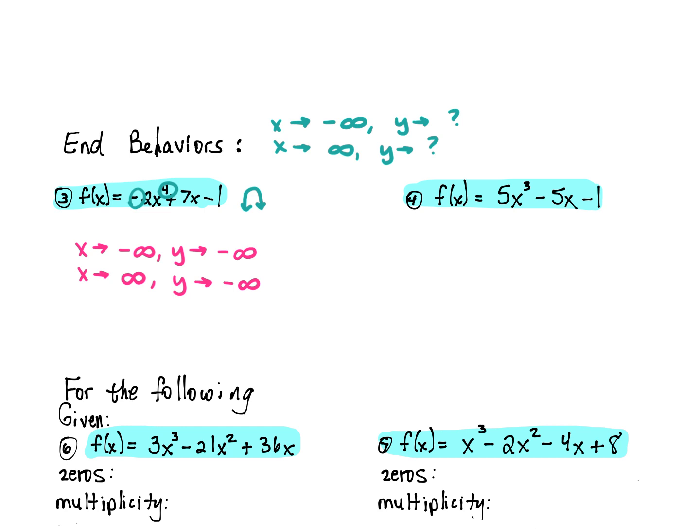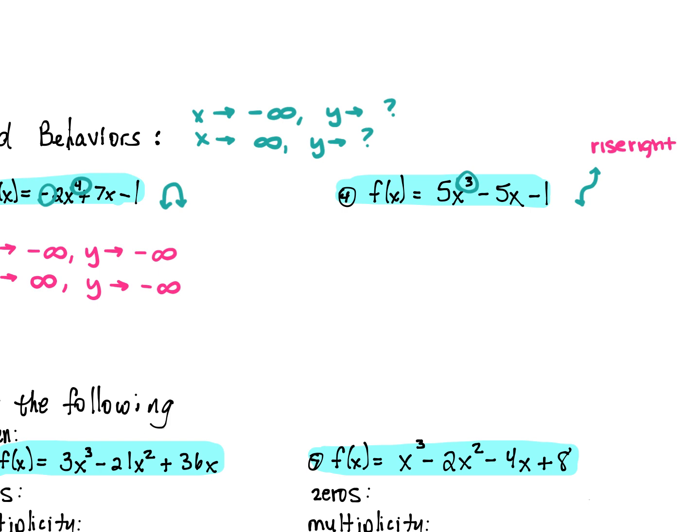For number 4, you have f of x is equal to 5x cubed minus 5x minus 1. Again, this one's in standard form. So this one I'm going to do a little different than I did with 3 because I'm going to do it with the name of the function as well as the falling left, falling right, or rising left, rising right kind of thing. So this one, odd power, a is positive. It's going to go up to the right, down to the left. So with this one, you are rising to the right, falling to the left.